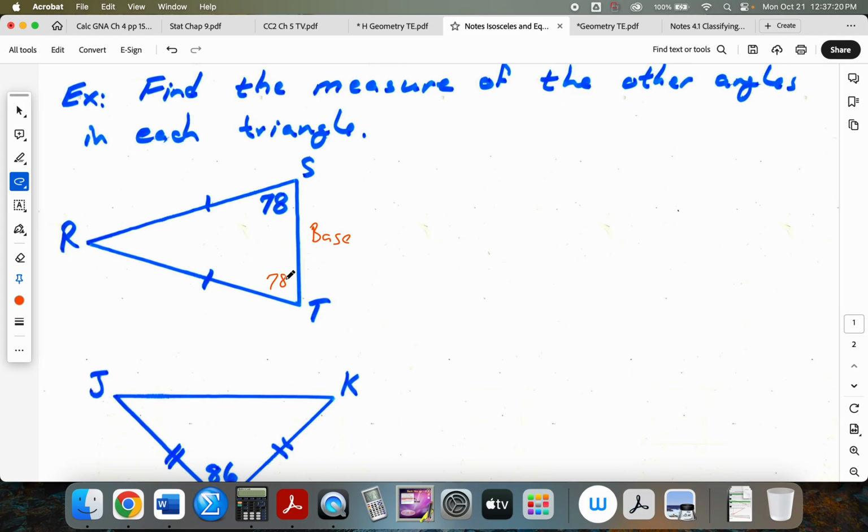So if this is 78, so is this. Add those two together, that's 156 from 180, leaves 24.